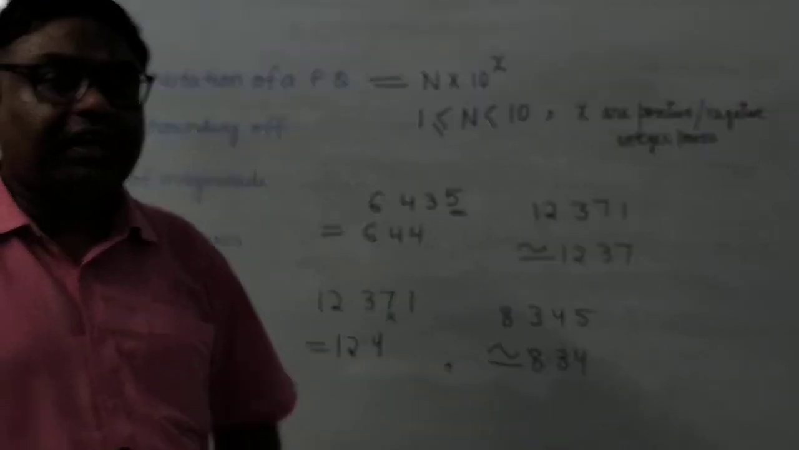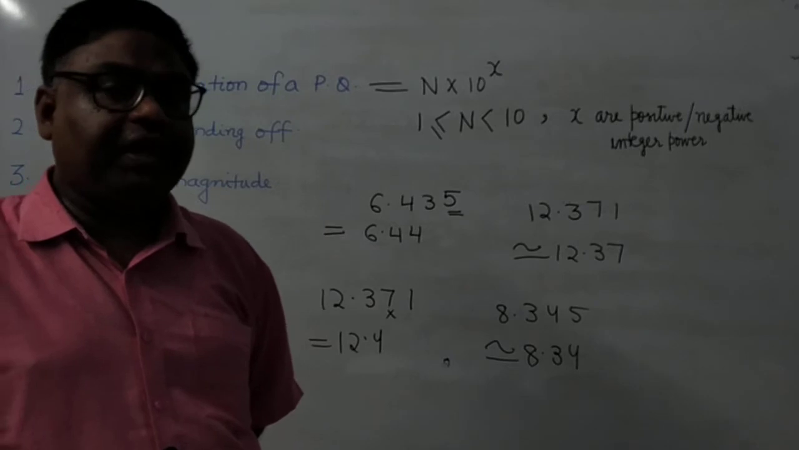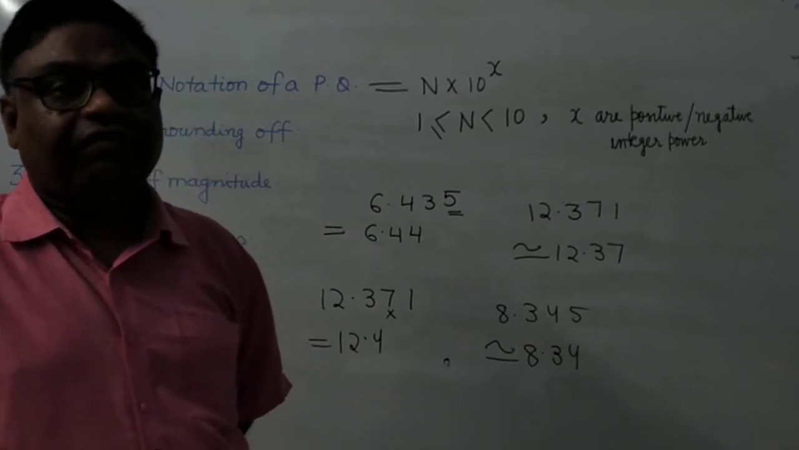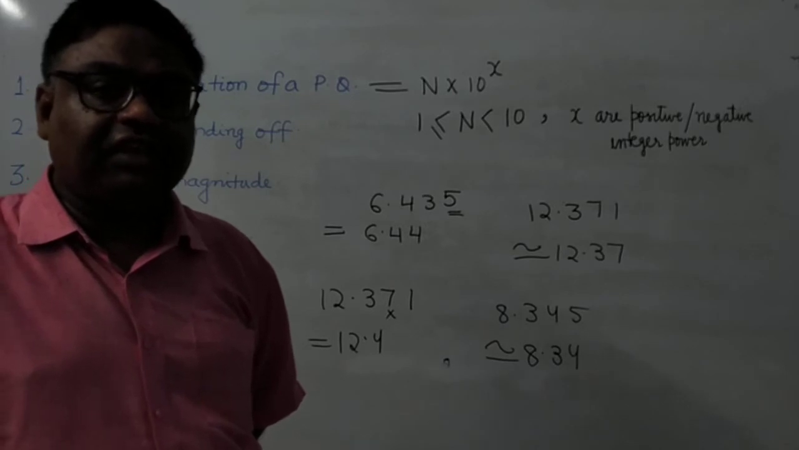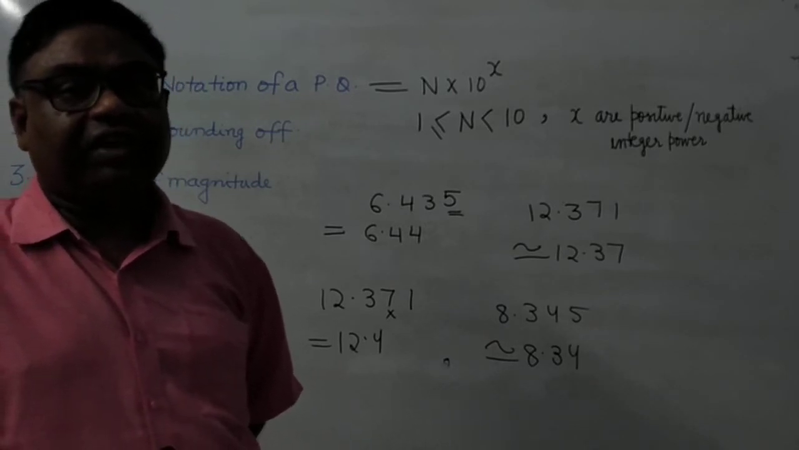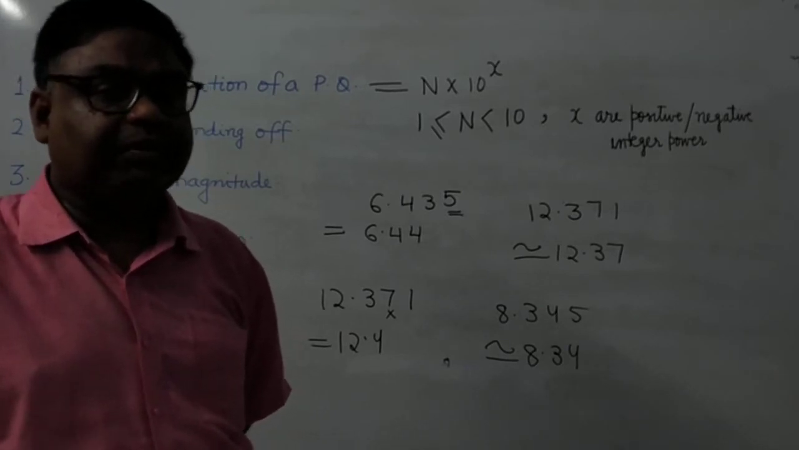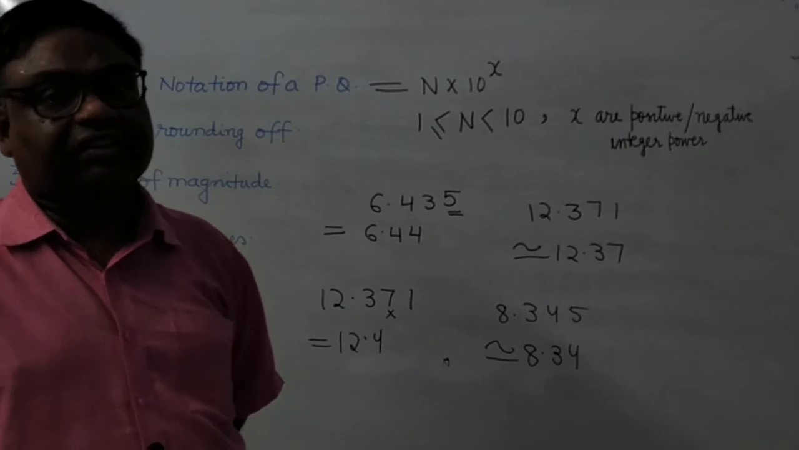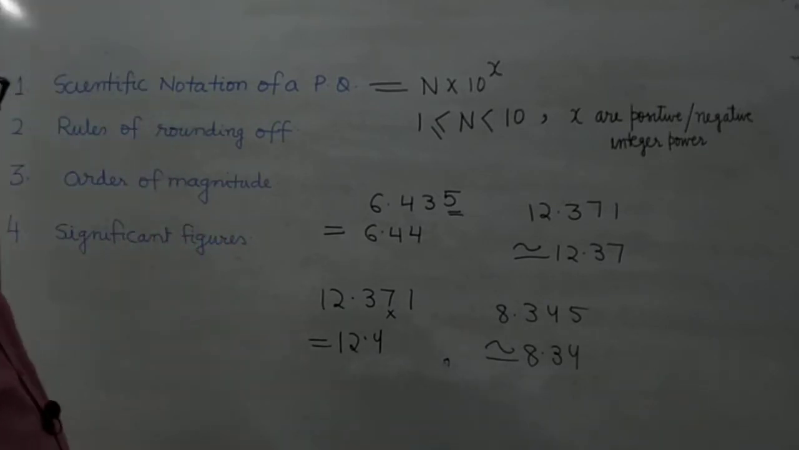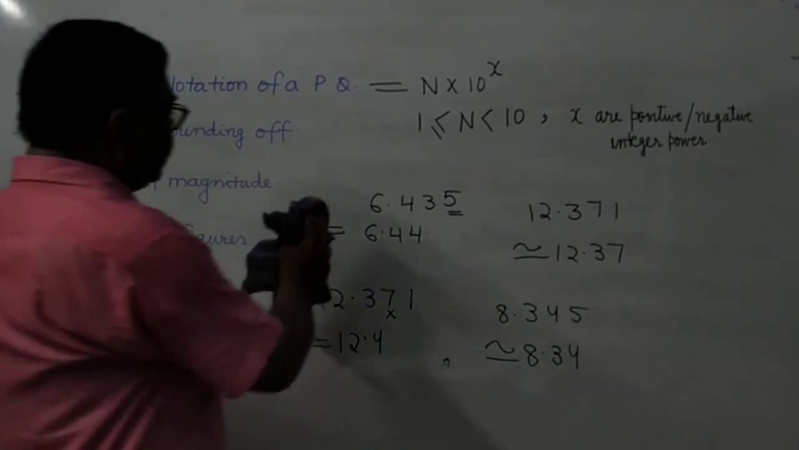You remember that if the digit to be dropped is 5, then 1 will be added in the preceding place if it is odd. It will be dropped as it is if it is even. It's clear? If the digit to be dropped is greater than 5, then 1 will be added in the preceding place. If it is less than 5, it will be dropped as it is. It's clear? Then after this, there is one topic, order of magnitude.